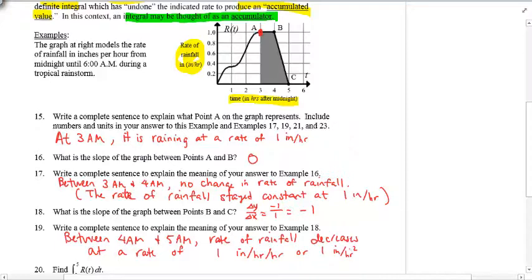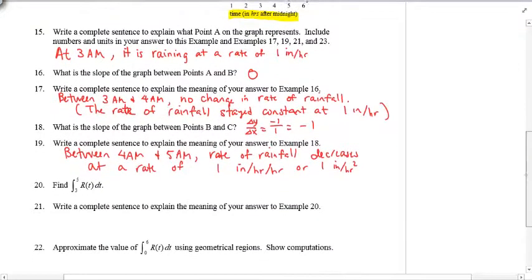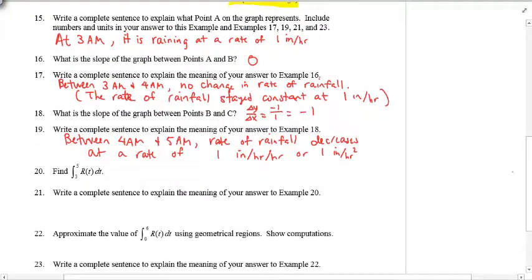So it's the rate, or the derivative of the rate of rainfall. Since our rate of rainfall was already inches per hour, another derivative on top of that would be inches per hour per hour. Okay, try number 20 and 21 now. Well, I guess I'll do that with you together, because this is something different.